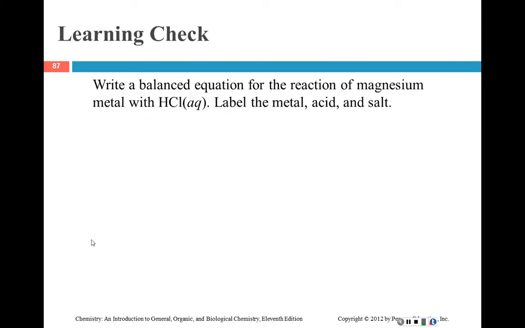What this is asking you to do is to write a balanced equation for magnesium metal with hydrochloric acid. Remember, when it's just magnesium metal, it's just magnesium, Mg with an (s), because it's a solid. So you're going to have magnesium plus hydrochloric acid, and what did I say? You're always going to produce a salt and a gas, right? So go ahead and try that. Look back at the other slide if you need to.